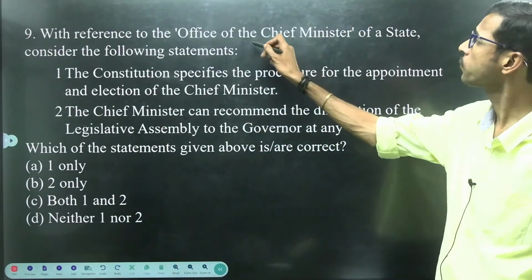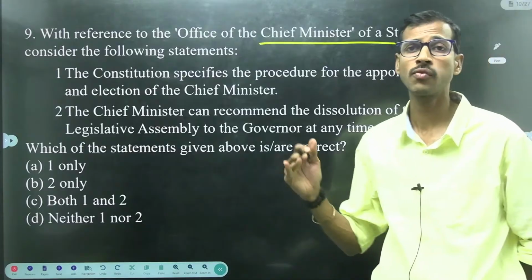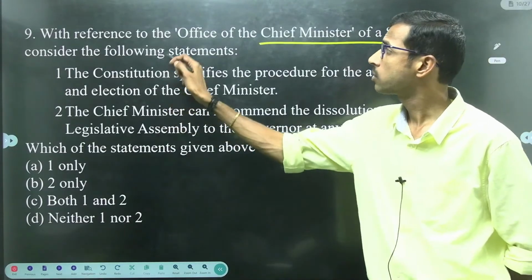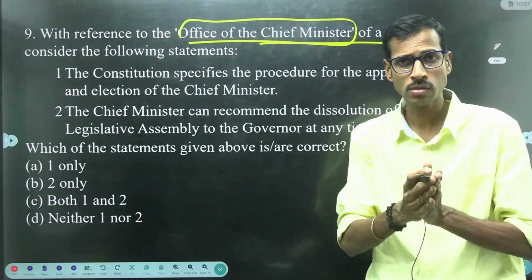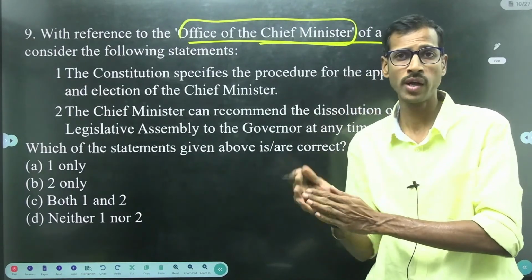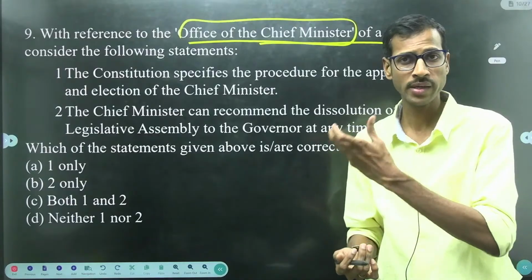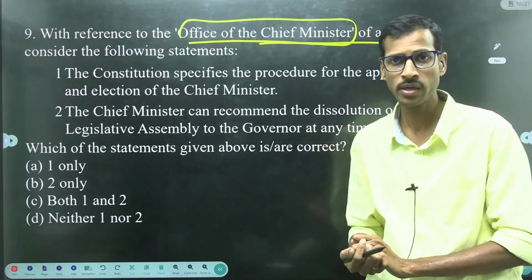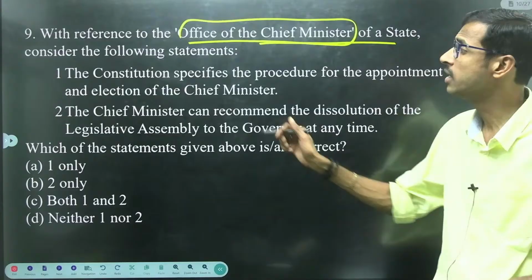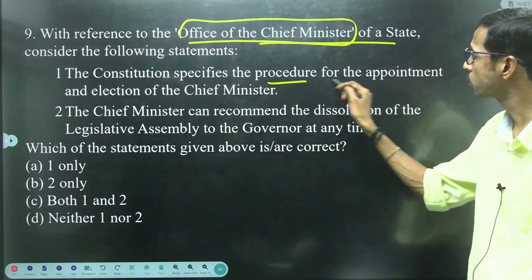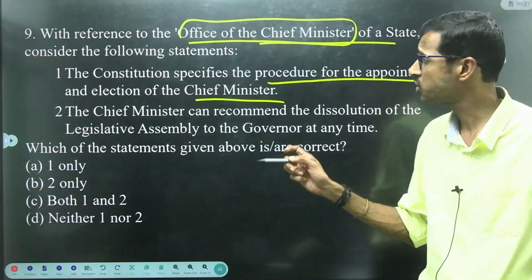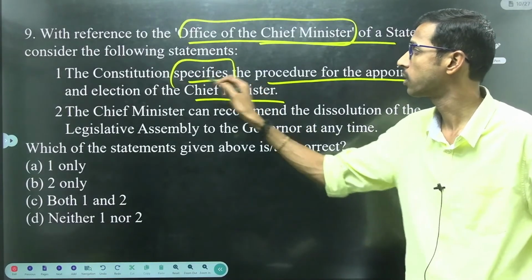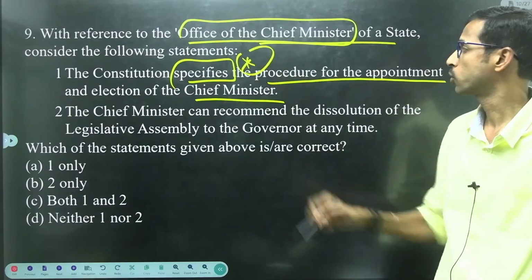With reference to the office of the Chief Minister of a state, consider the following statements, right? So here, the office of the Chief Minister. We have certain conventions. Apart from that, in the Constitution we have certain enacted laws, provisions or amendments, right? So we have to carefully observe that. The Constitution specifies the procedure for the appointment and election of the Chief Minister. Is it mentioned? No. The procedure is not completely specified, right?